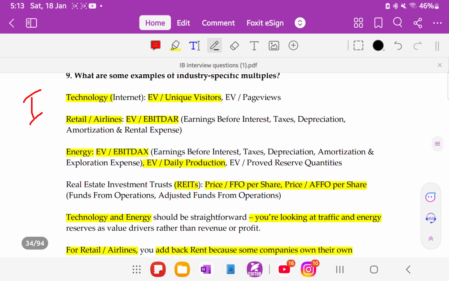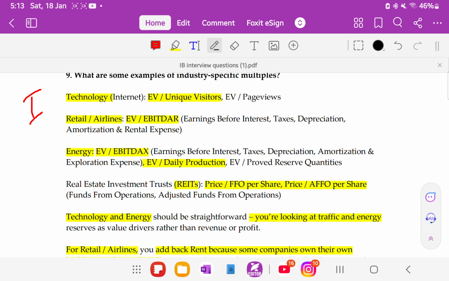What are the most common multiples for different industries? First is the technology multiple: EV by unique visitors and EV by page views. Let's say you are a tech website or a blog, how many visitors visit your platform, and the page views as well. Then we have retail and airlines, EV by EBITDA, which is earnings before interest, tax, depreciation, amortization, and rental expenses. That's EBITDAR for the fixed expenses of airlines and retail, because they have rent as a high cost.